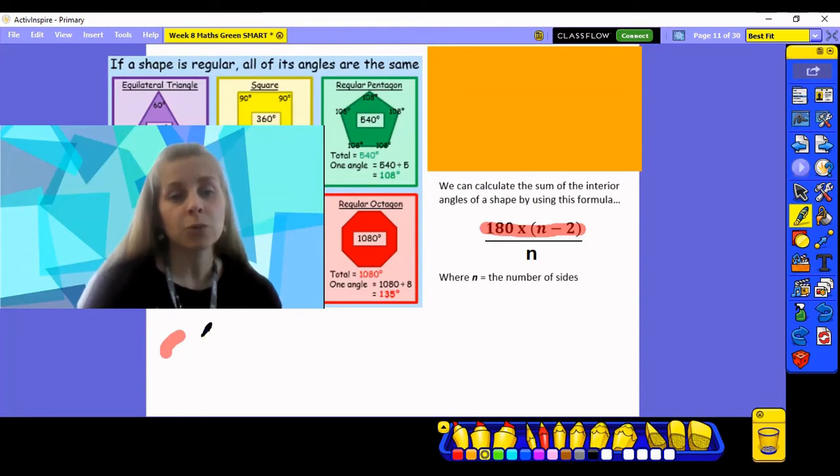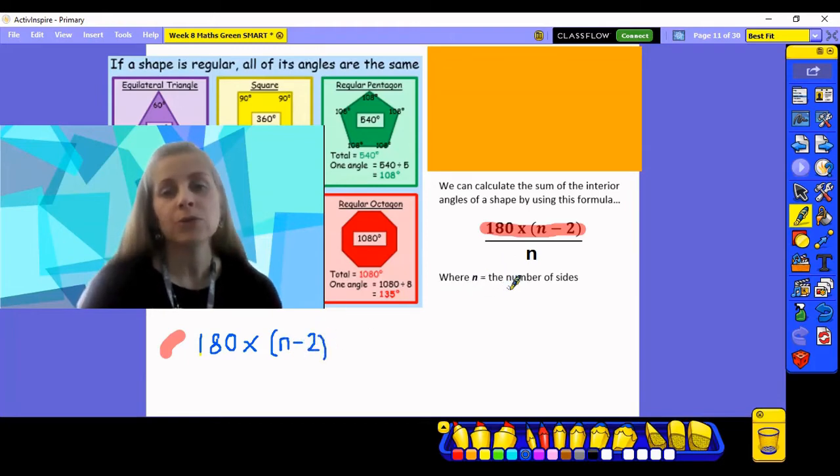Let me change the colour so you can see quite clearly. We've got our 180, and we're going to be multiplying it by n take away 2. You will have noticed on the formula there's a little note that says n equals the number of sides we are referring to. In this case, we're referring to 5 sides because we're talking about a pentagon, so I'm going to put my 5 there.